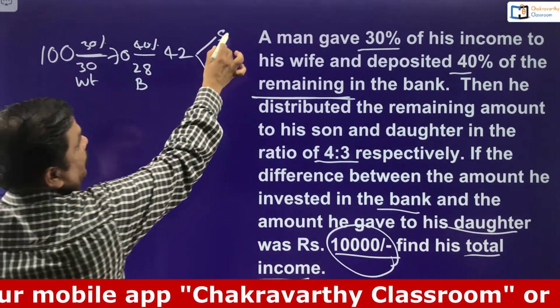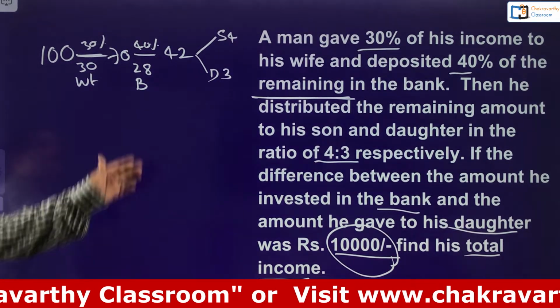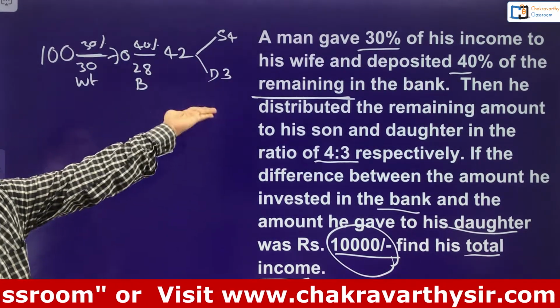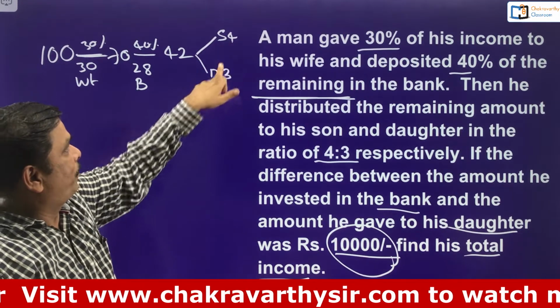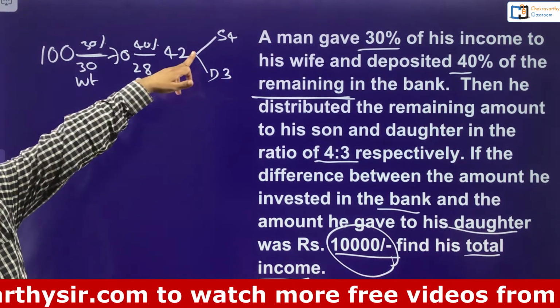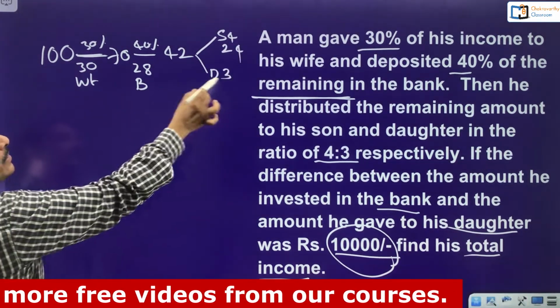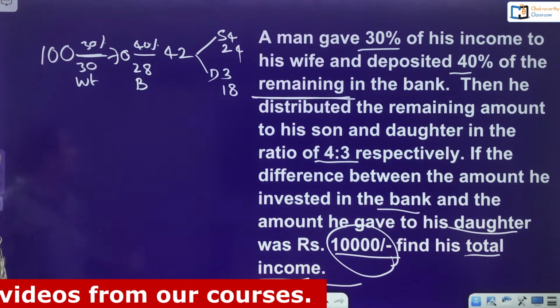4 parts for son and 3 parts for daughter. 4:3. What is 4 parts of 42 and 3 parts of 42? Easily you can go for this one. 4 plus 3, 7. 7 sixes are 42. 6 is the common one, right? So 6 into 4, that is 24, to his son. 6 into 3, that is 18, to his daughter.